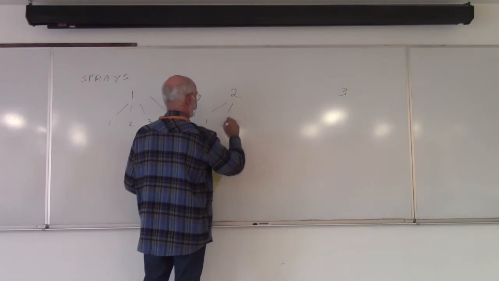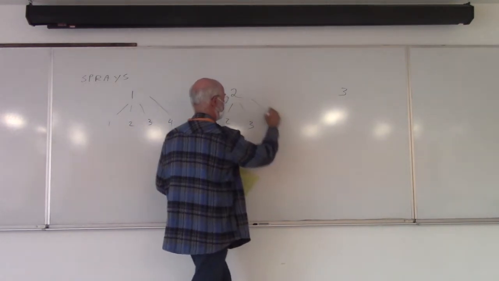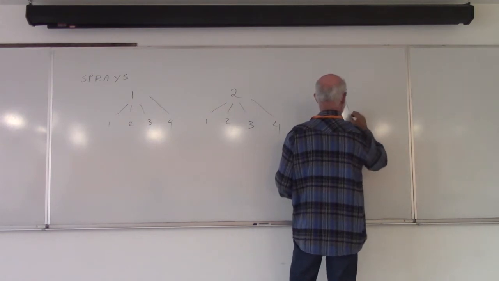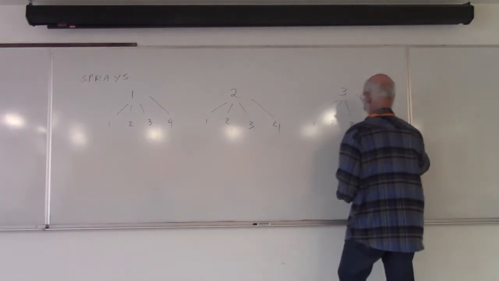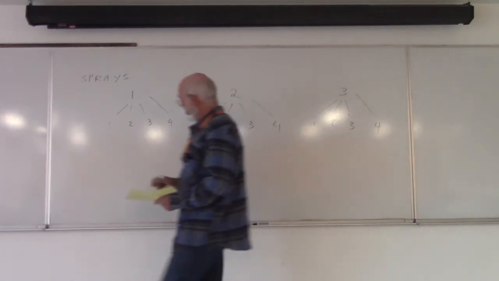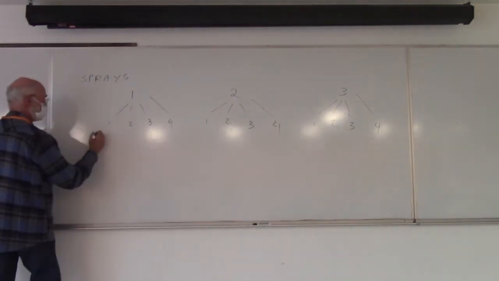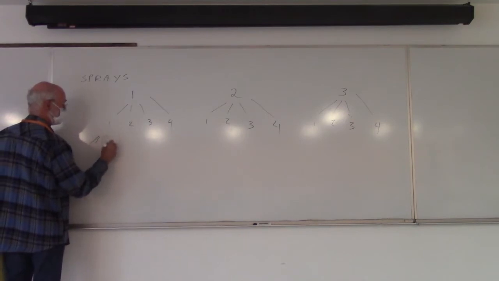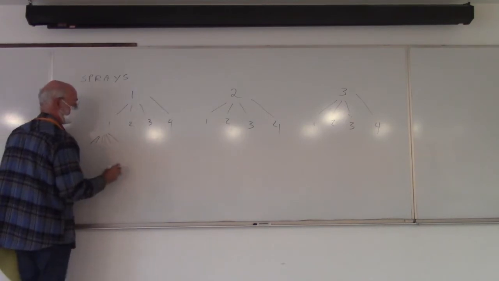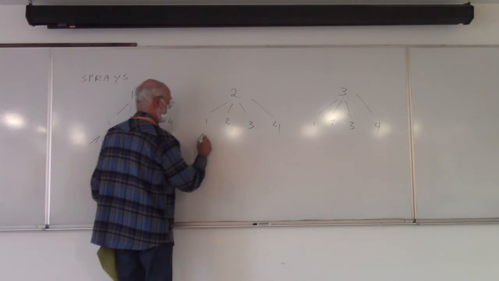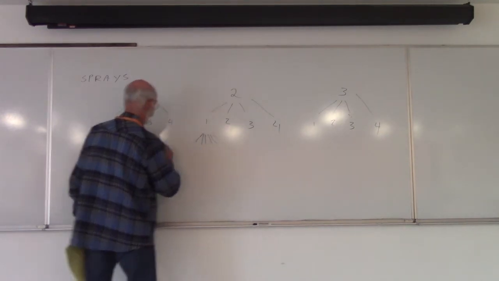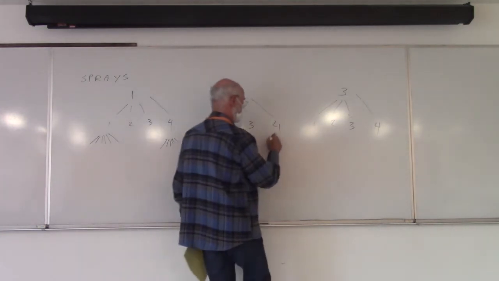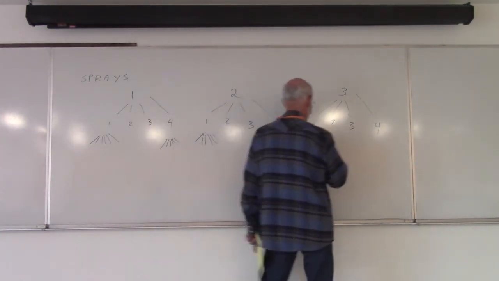So 1, 2, 3, and 4. Tree 1, 2, 3, and 4. And then from each tree, we're going to sample a series of 6 leaves. So for each one here, it's 6. I'm not going to draw all of them in because it gets too busy.